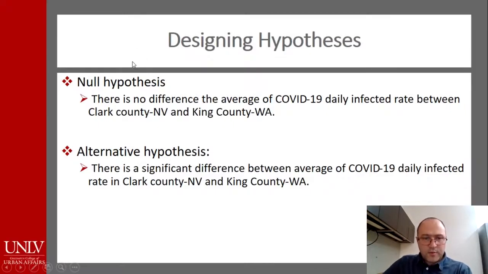Back to the PowerPoint here. We designed the null hypothesis as that there is no difference in the average of the COVID-19 daily infected rate between Clark County and King County. But in the alternative hypothesis, we assume that there is a significant difference between the average of the COVID-19 daily infected rate in Clark County and King County. Based on the result, we rejected the null hypothesis and accepted the alternative hypothesis.